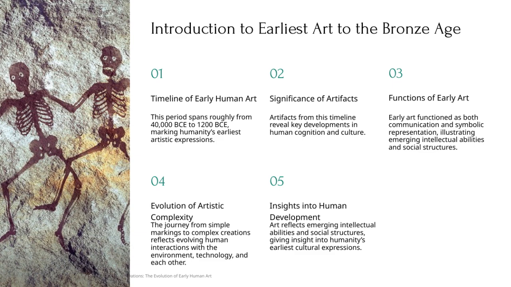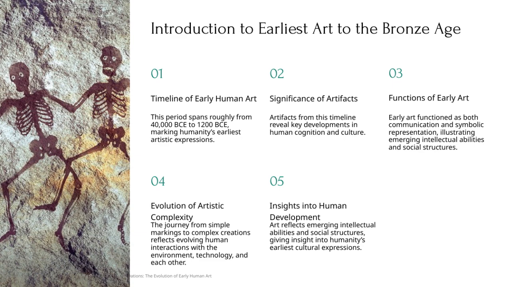Early art served important roles. It was a means of communication and a way to symbolize ideas, showing how people began to build complex social structures and intellectual abilities. As we move through this timeline, we see art evolve from simple markings into intricate works, reflecting changes in technology, environment, and human relationships. Ultimately, these artistic creations offer valuable insights into the growth of human cognition and culture, helping us better understand our earliest ancestors.